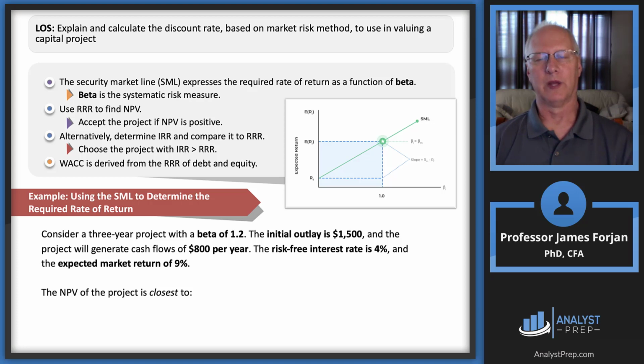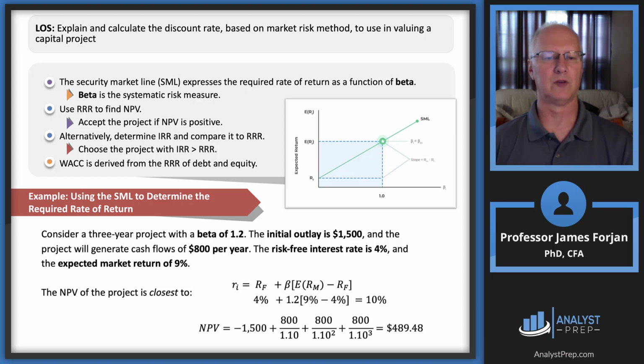Now, of course, what we can do is throw the internal rate of return method in there and say we're going to accept projects that have internal rates of return that exceed this required rate of return. Of course, that makes sense. So let's just do a quick example here. A 3-year project, beta of 1.2, 1,500, cash flows of 800, and there's the risk-free rate and expected return on the market portfolio. So let's do NPV.